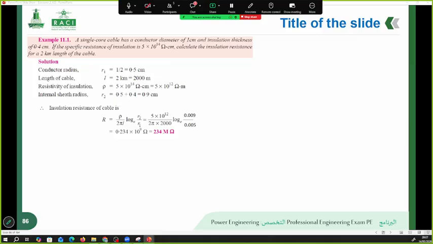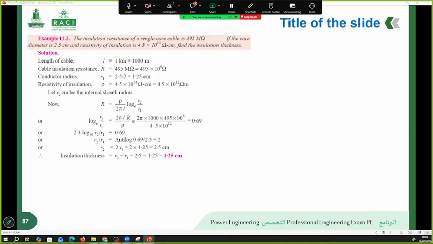So the solution applies the standard formula for insulation resistance of a cylindrical cable, showing how resistance depends logarithmically on the ratio of outer to inner radius, as well as directly on the resistivity and inversely on the cable length. So we just need to substitute all the given values, and we can easily calculate the insulation resistance.